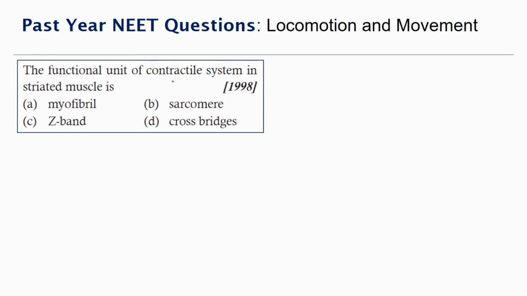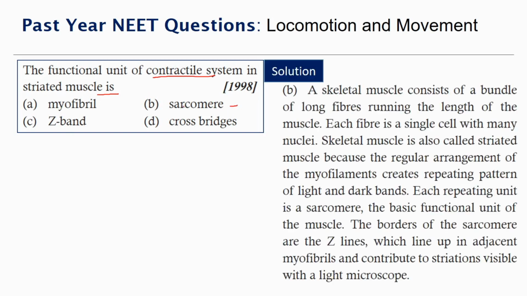The functional unit of contractile system in striated muscle is myofibril, sarcomere, Z-band, cross bridges. So this is actually a factual question. The contraction is caused by various cross bridges, myofibril. Yes, we tend to get confused. The contractility as a whole occurs in the sarcomere. So the functional unit is basically the sarcomere. All three come into the sarcomere. Sarcomere is the functional unit of contractile system. So the answer is sarcomere.